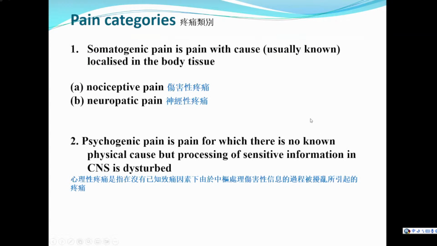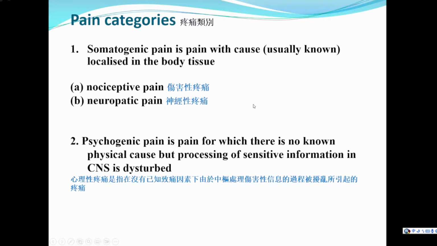So pain can also be categorized as somatic pain, somatogenic pain, and psychogenic pain. So, two different types. Somatogenic pain is more usually known, very clear, and you can see where it is in the body. But it also has two different types. One is called nociceptive pain, and the other is called neuropathic pain.